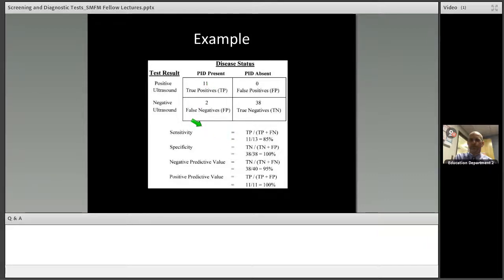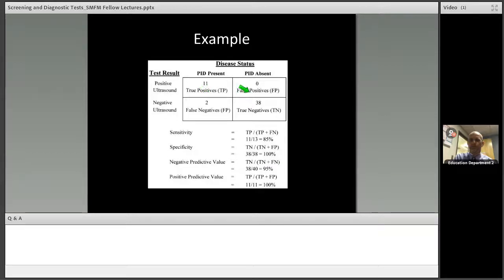So for the example here that we're giving, if there are 11 patients with a true positive and there are 2 with false negative, then you have 11 divided by 13 and you have a sensitivity of 85%. So that's pretty easy, and most of these are pretty basic to most of you, but hopefully we'll get into slightly more complex stuff as we go on.